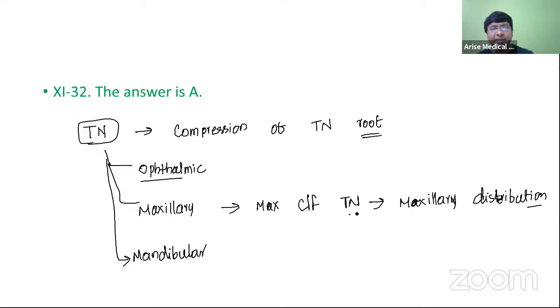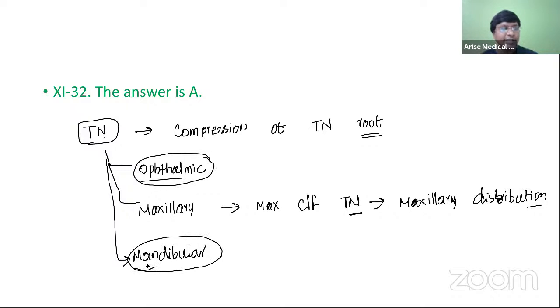Maximum clinical features of trigeminal neuralgia are present in the maxillary distribution. That's a very important point. In the ophthalmic distribution and the mandibular distribution there can also be features of trigeminal neuralgia, but the maxillary distribution of the trigeminal nerve has the maximum clinical manifestation. And the ophthalmic division, what do they have?